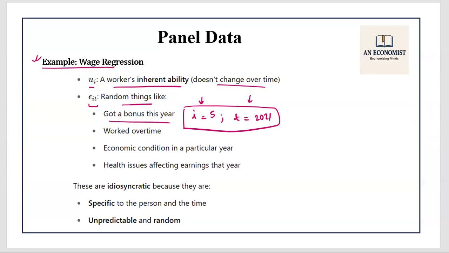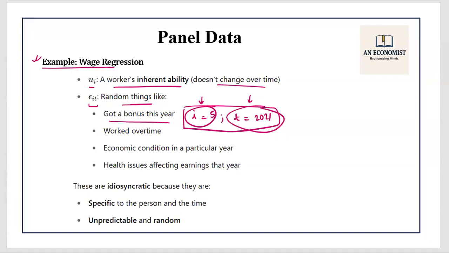Can you understand this? Please pause the video if you have any problems, and think for yourself what I'm saying. What is the distinction? Epsilon IT is certain random things which you cannot predict beforehand. Do you know before the year ending that you will get a bonus or not? It's actually not true. The management will decide for you, and beforehand you don't know if you get a bonus or not. So it is a kind of random shock, and it will vary across entities and across time periods.